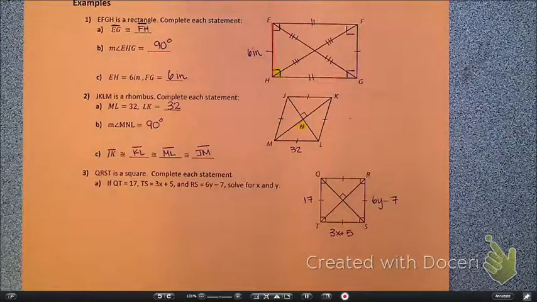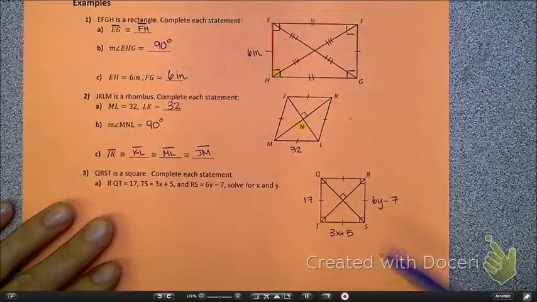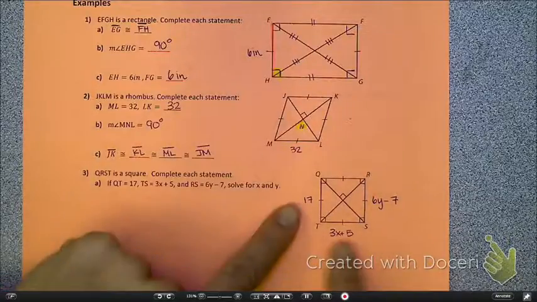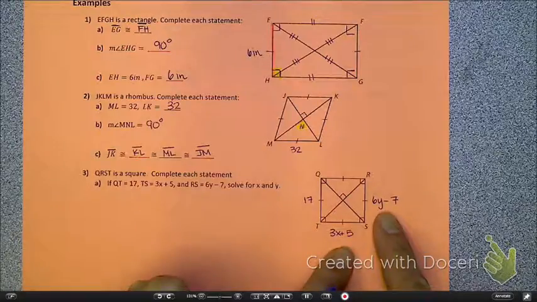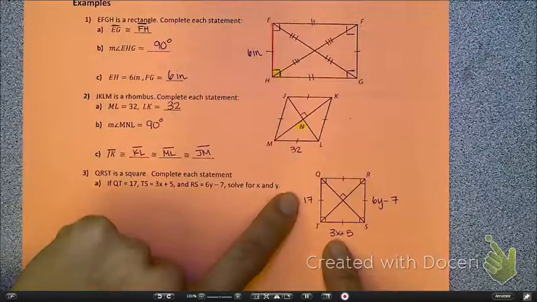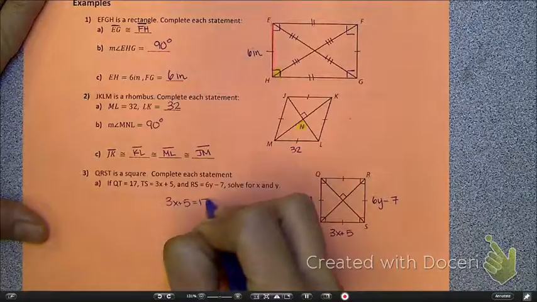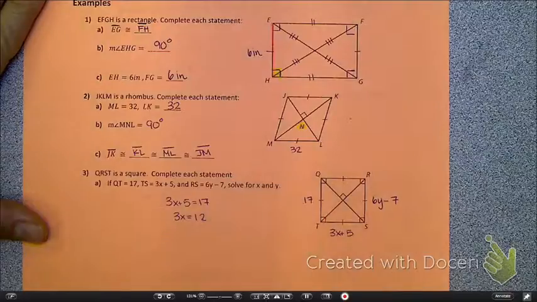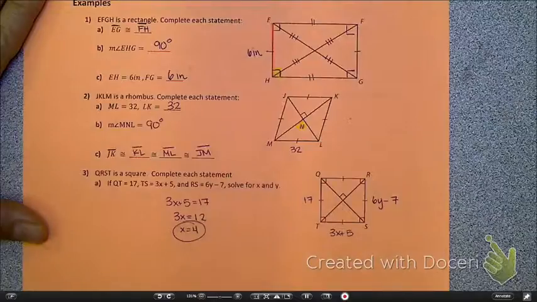Okay, so in order to solve for x and y, I'm going to go ahead and set some things equal to each other. I know since this is a square, all four sides are equal, so to solve for x, I could just set these two equal to each other. It would not be helpful to set these two equal to each other because then you'd have two different variables in your equation. So I would set this one and this one equal to solve for x. So I'm going to go ahead and get 3x plus 5 equals 17. Subtract. 3x equals 12. And now divide. And so we get x equals 4.